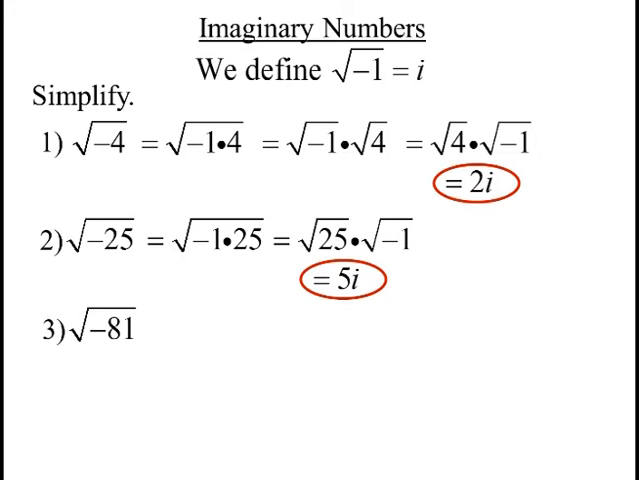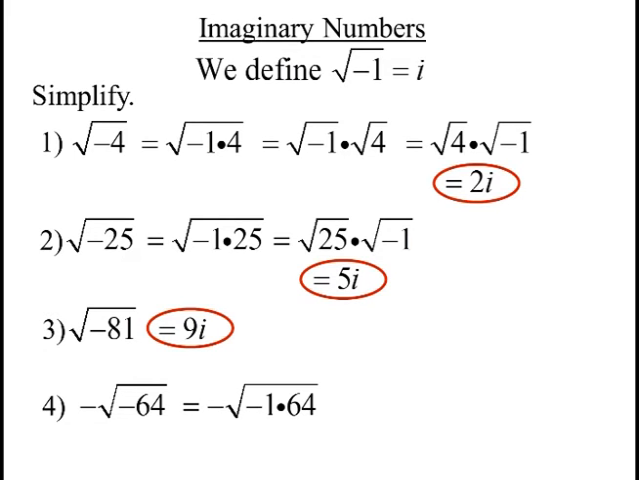Pretty obvious now. The square root of 81 is 9, so it's going to be 9i. This is the opposite of the square root of negative 64. Now, that negative outside is going to be unaffected by the negative inside. So we're just going to keep it and follow it around. It's going to end up being negative 8i.